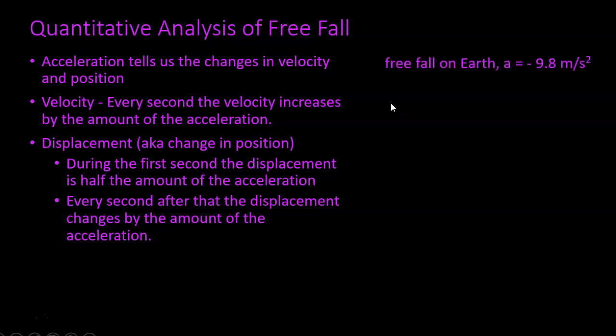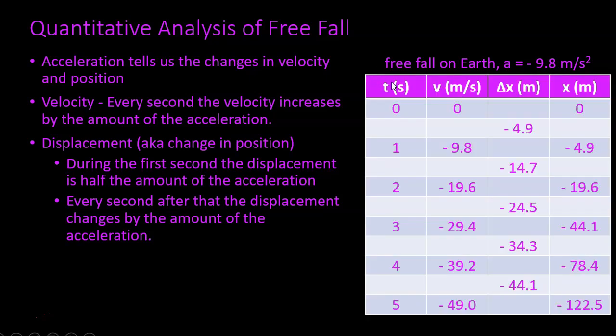Let's take a look at an object in free fall on Earth. And the acceleration for free fall is -9.8 meters per second squared. That's the acceleration caused by gravity. Here's our time, velocity, displacement, and position chart. The acceleration is -9.8 meters per second squared, and that means every second the velocity is increasing by -9.8 meters per second. It started at 0, went to negative 9.8, and so on.